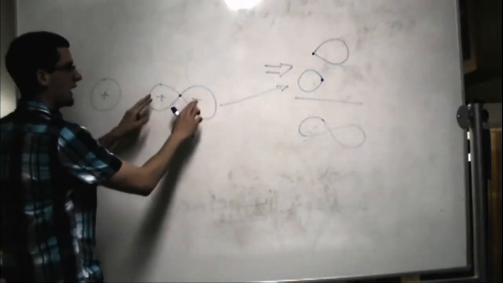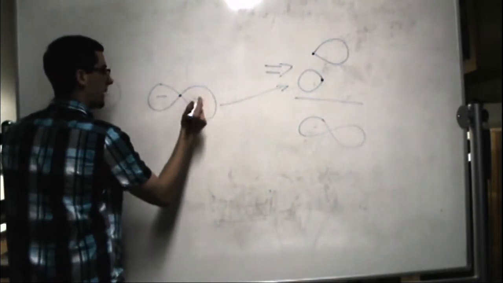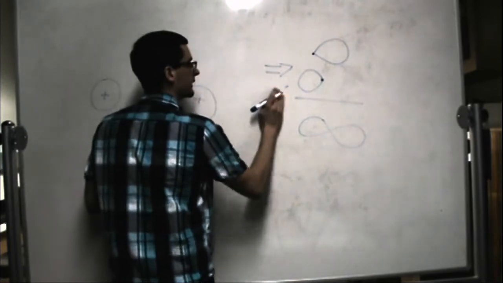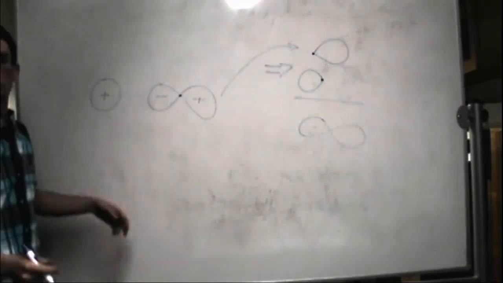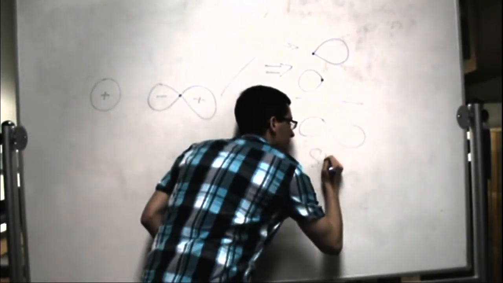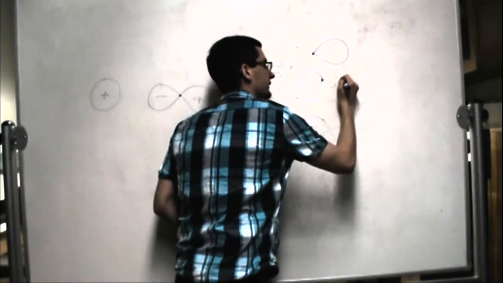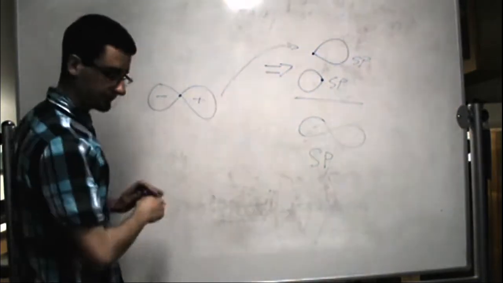If we were to switch signs now, a negative and a positive, they overlap, and we'd get something new that looks like this. And then when we add those two together, we end up with our hybrid orbital, which would be an SP type orbital. So this is also an SP, this is also an SP. But this is the overall hybrid orbital.